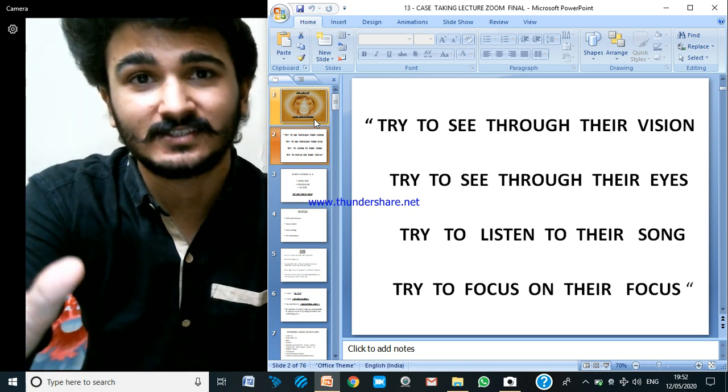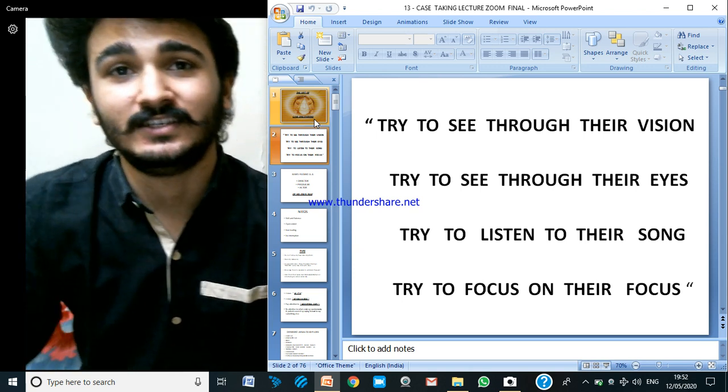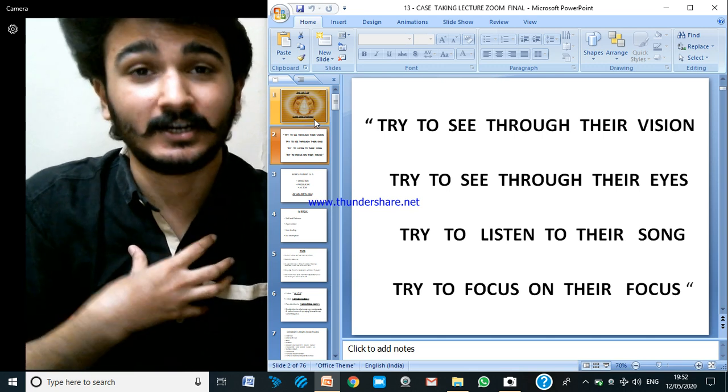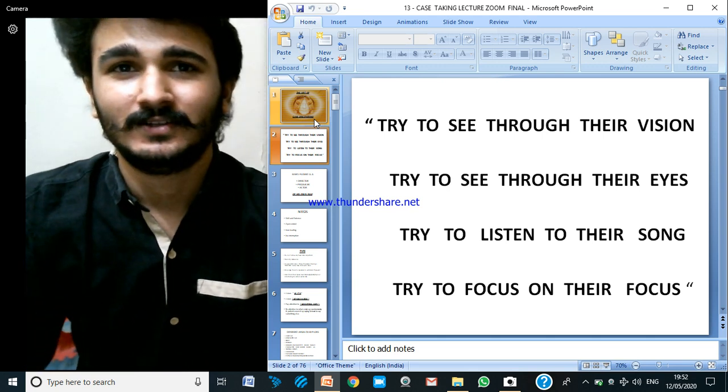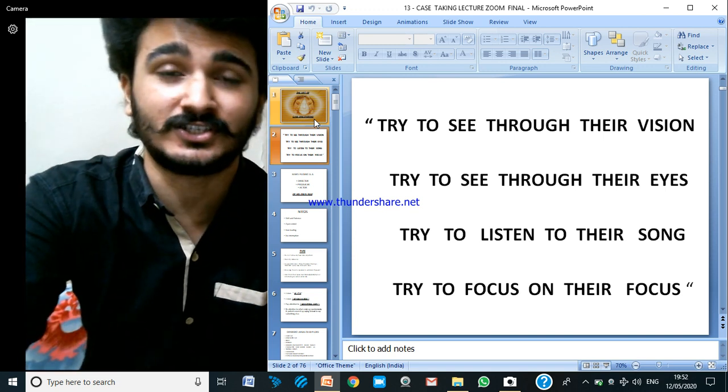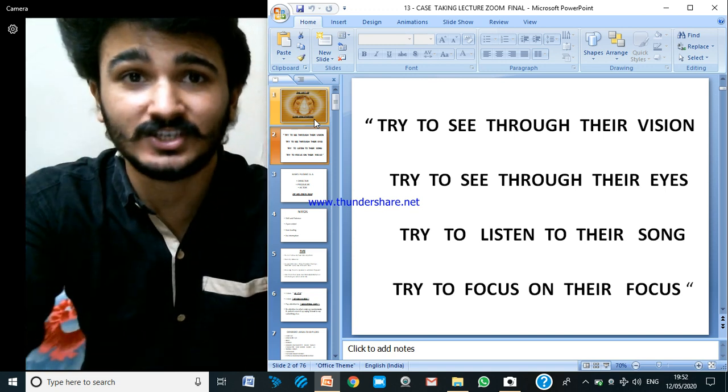What is the focus where they are focusing? We have to focus on it. It should not be our focus, but it should be their focus. Not our eyes or our vision, but more of their vision, their eyes, how they see.